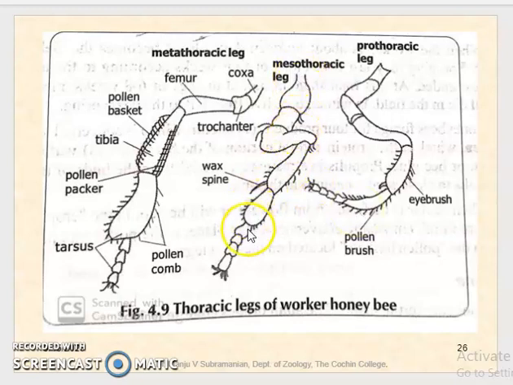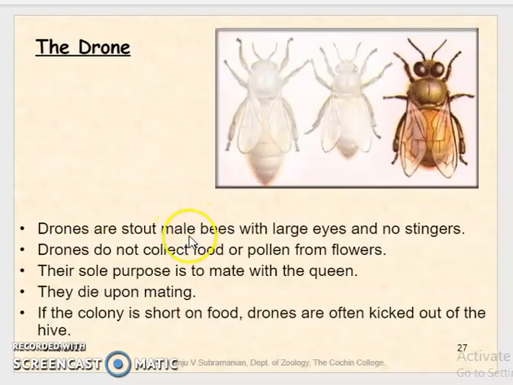And on the mesothoracic leg, on the first tarsal segment, you can see a wax spine. And there is the metathoracic leg. The metathoracic leg is a little bit modified as the pollen basket to collect the pollen grains. Then there is a pollen comb below the pollen basket, on which these bees collect the food materials and store them for the coming spring season.